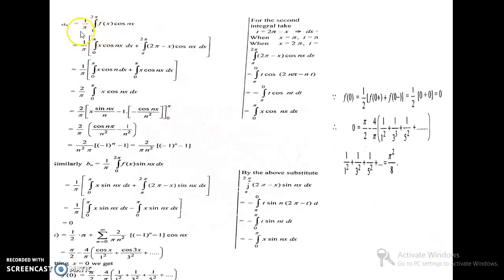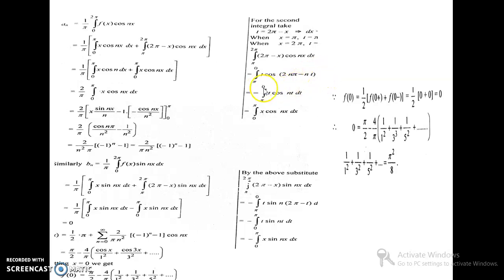Then the value of an is equal to 1 upon pi integral f(x) cos nx. Separate this integral into two integrals as defined in the given statement. For solving the second integral, we are substituting x is equal to 2 pi minus t. So dx is equal to minus dt. When we substitute x is equal to pi as lower limit, then t becomes pi. When x is 2 pi, then t becomes 0. So this limit pi to 2 pi changes to pi to 0.